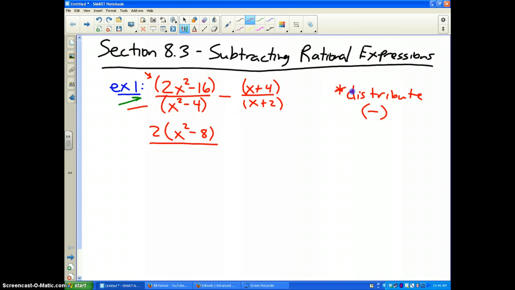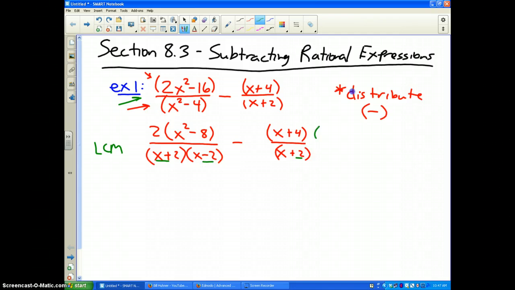The denominator, I'm going to factor, that's a perfect square binomial. That becomes x plus 2 times x minus 2. Minus, and over on this side, I have x plus 4 over x plus 2. Okay, that's as far as I can factor it. So, now I look at the denominators for my least common multiple. I see they both have x plus 2's, but this guy on the right does not have an x minus 2. So that means I'm going to have to multiply numerator and denominator by x minus 2.